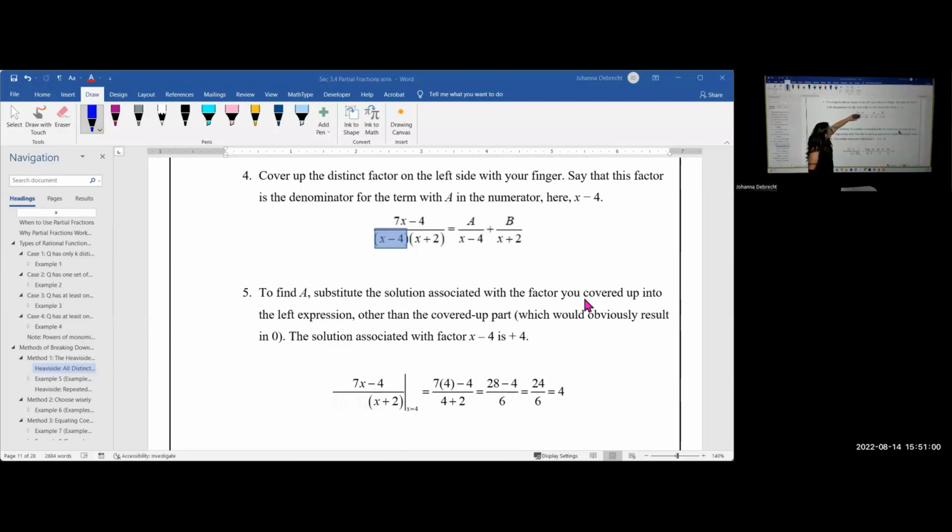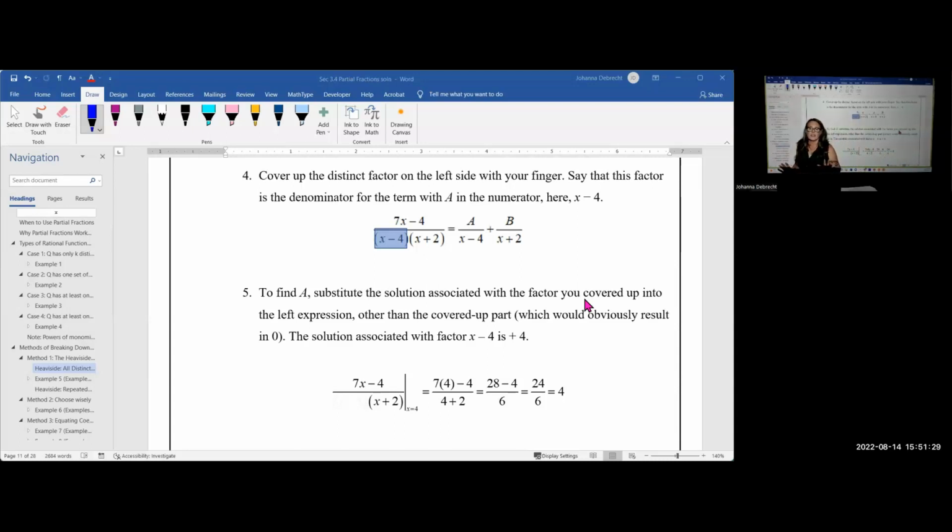Okay, so we take this right here, and we're going to cover it up. Then we're going to take the solution 4 to the factor x minus 4, and substitute it into what's left, the 7x minus 4 over the x plus 2. We represent this with the long vertical bar on the right with x equals 4 on the bottom. When we substitute it in, we get 7 times 4 minus 4 in the numerator over 4 plus 2 in the denominator, which when reduced, we get 4.